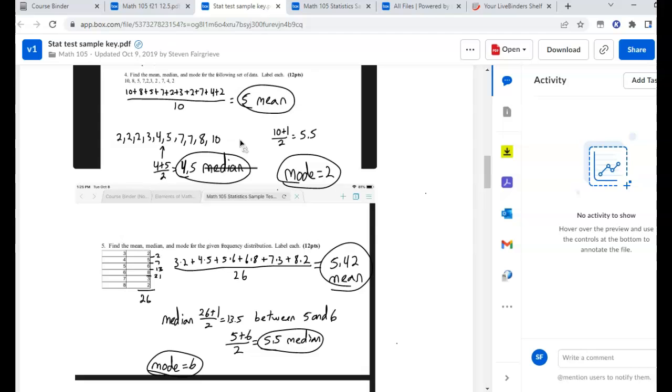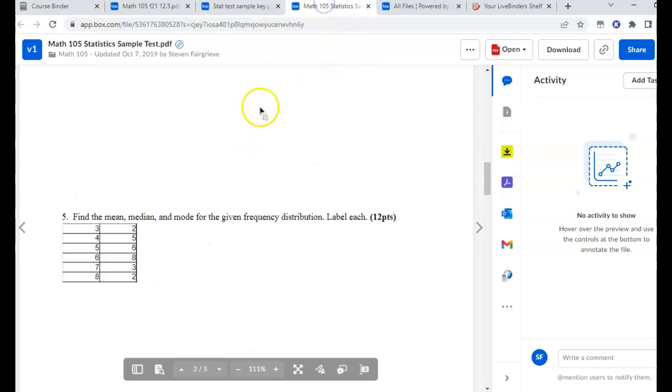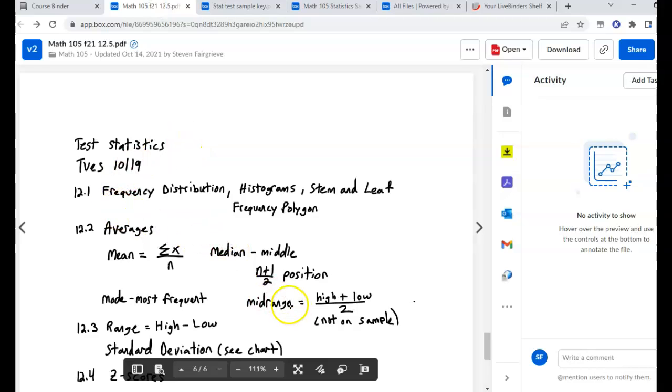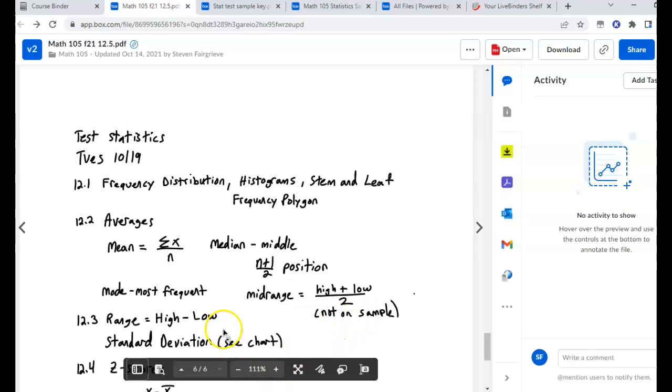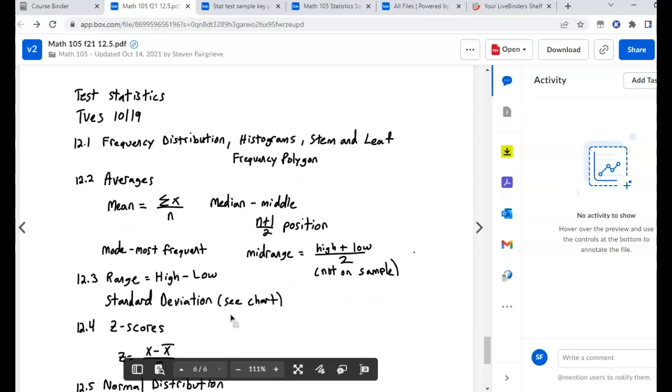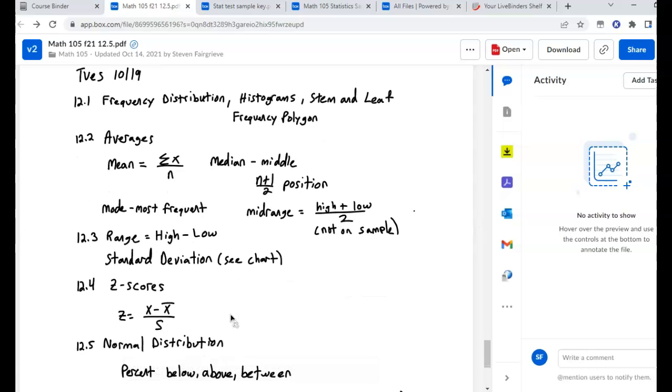You will also be asked about the mid-range, but you can go back and check in the notes for section 12.2 where we did some examples on mid-range. They're pretty straightforward. So that is on your test. It's just not on the sample test. Be very careful not to confuse the mid-range with the range. Range is the spread of the data. That's where we see how spread out our data is by just taking the high value minus the low.